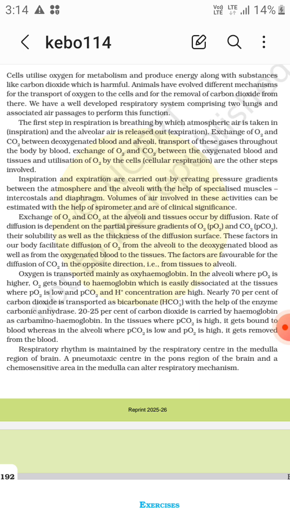I repeat it again. In tissues where PCO2 is high, it gets bound to the blood. Whereas in the alveoli where PCO2 is low and PO2 is high, it gets removed from the blood.